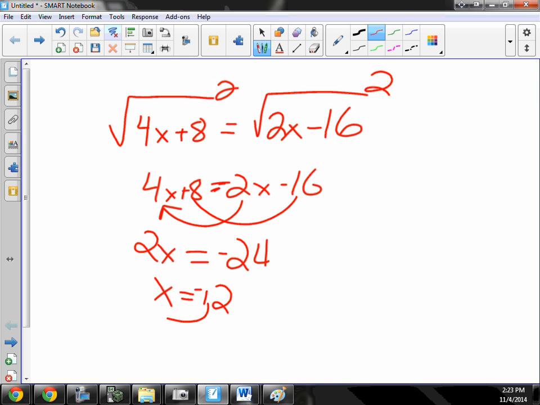Well, I plug in negative 12, and I get negative 48 plus 8, which is the square root of negative 40, which doesn't mean anything at the moment. We've got to do the other side and see if it matches. So 2 times negative 12 is negative 24, minus 16 is the square root of negative 40, which is interesting. So the only number that balances out that equation creates imaginary numbers, which can happen. But the important thing is it is balanced.